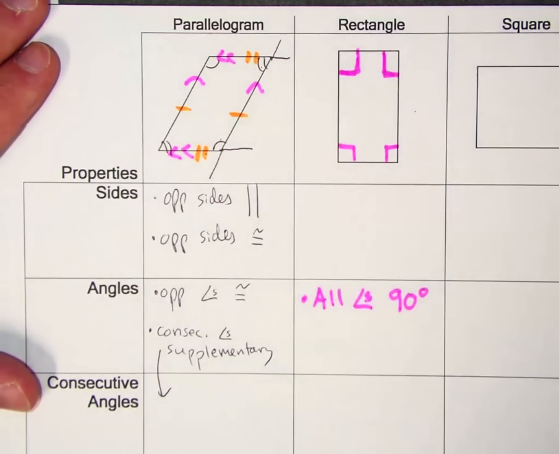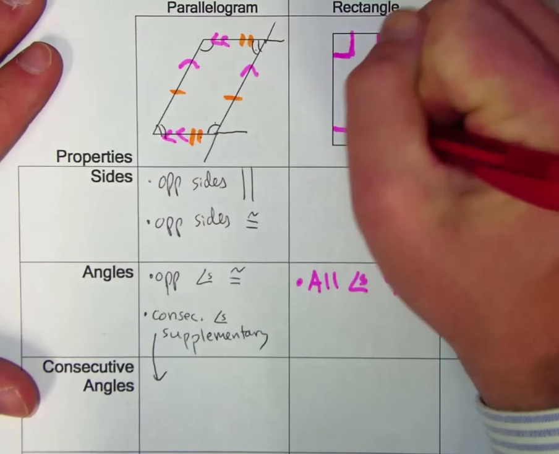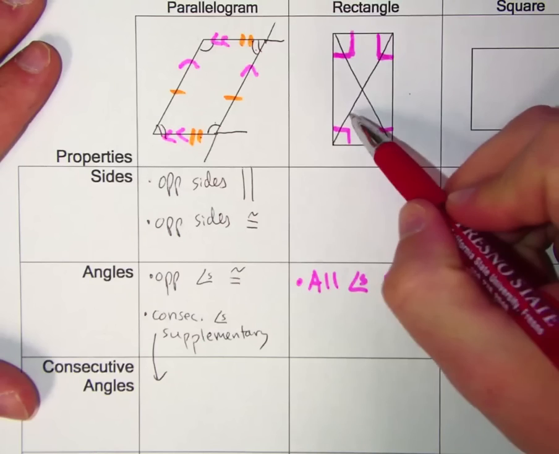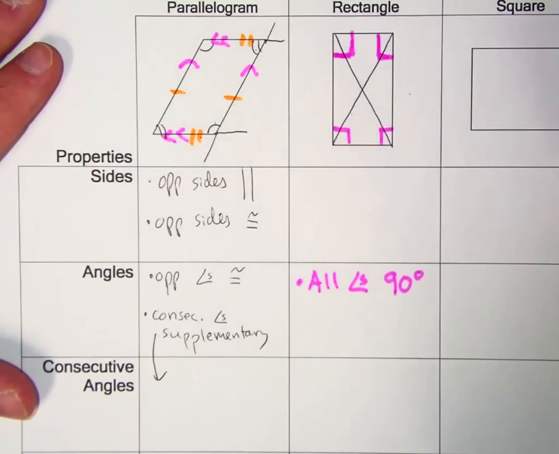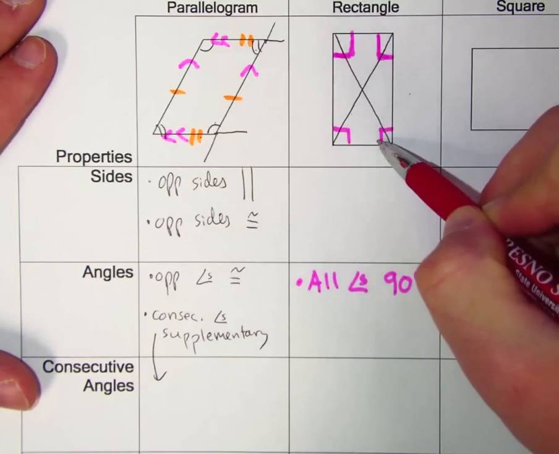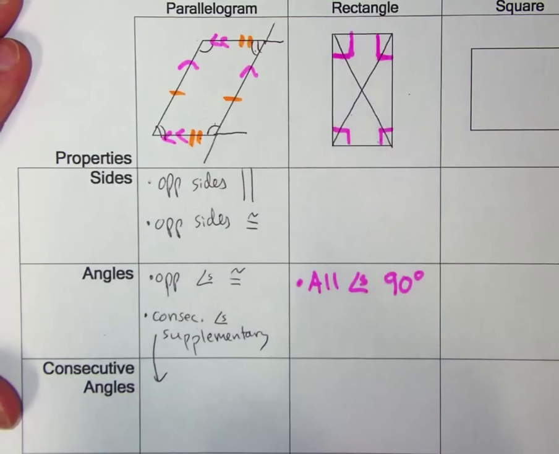But when we come down to the diagonals, we have something new. If I were to sketch the diagonal in, yes, they bisect each other. Tick, tick, tick, tick. However, if you look at this diagonal here and this one here, they're the same length. So the other big difference is that the diagonals are congruent.